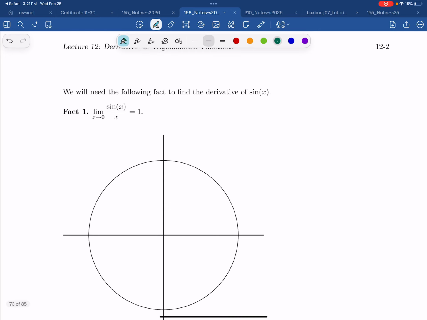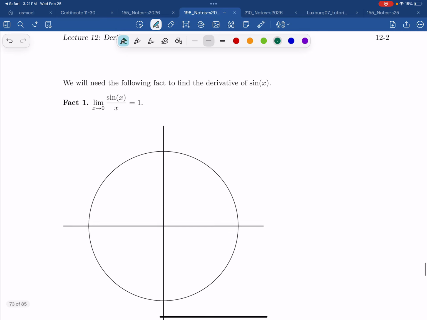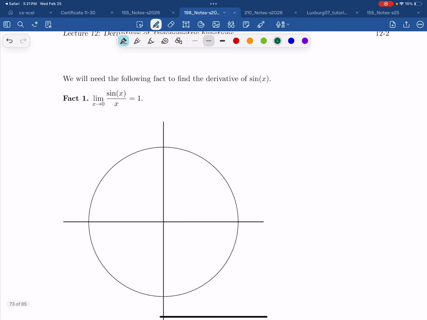We're now going to derive the derivative of sine of x, and in turn cosine of x, and the other trig functions. Now, we need to prove a little fact beforehand. This is a little bit technical, but it's still a nice application of the sandwich theorem, so I want to show it to you.